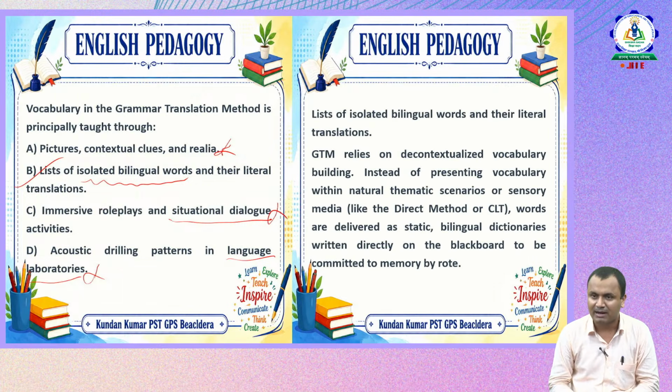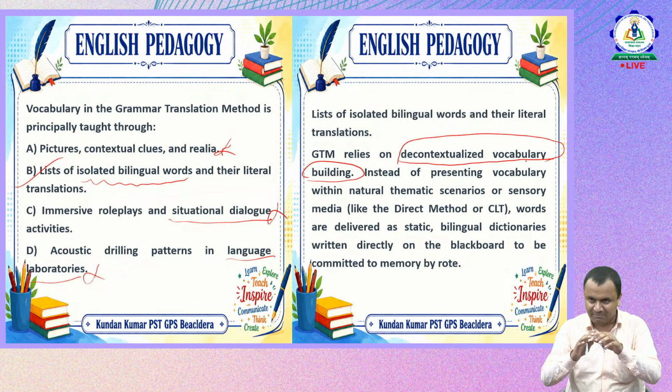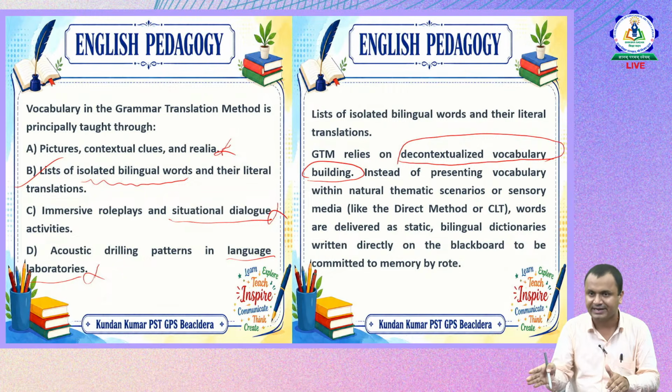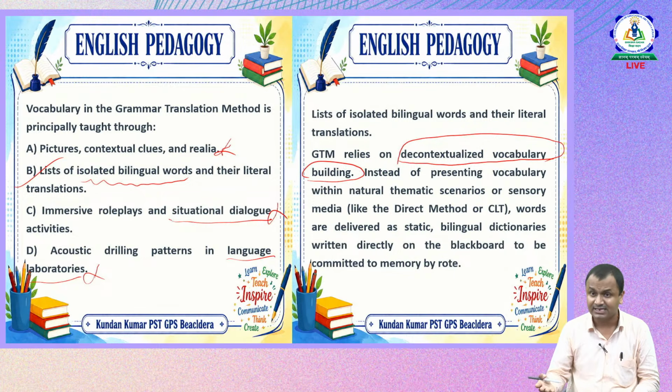List of isolated bilingual words and their literal translation. GTM relies on decontextualized vocabulary building. What does it mean? Separate the word from the context. Separate the word from real life. Focus on the word as the unit of the content that is to be taught. So this is decontextualized vocabulary building. And when we decontextualize this, we provide the bilingual list of vocabulary.